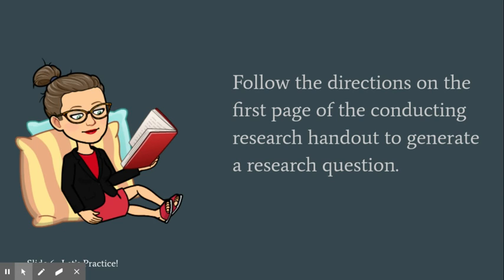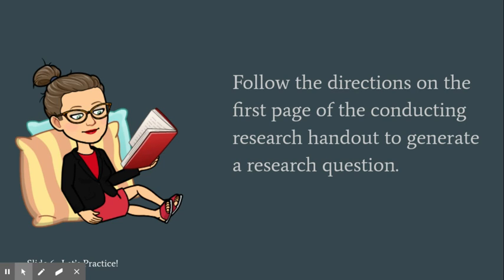Fahrenheit 451 was written in the 1950s, and it is helpful to understand what life and society were like in the United States during that time. To do this, you are going to engage in a short research project. The first step is to generate a research question.